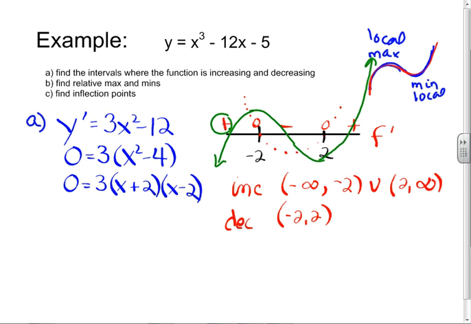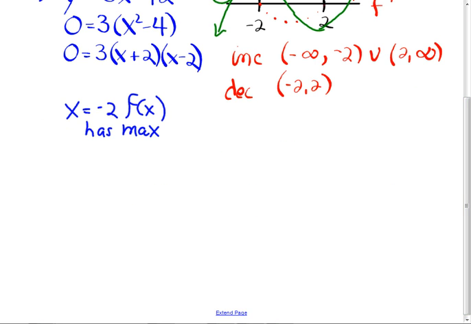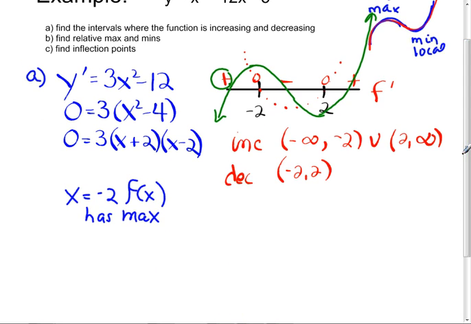So, what happens at -2? Do I have a max or min? At x equals -2, f of x has a max, right? How do you know? Okay, you have to say why you know it's max. And you can't just go by the sign chart. I changed that a few years ago. You actually have to say f prime does what? Goes from positive to negative. That's sufficient. That is B, finding relative max and mins.